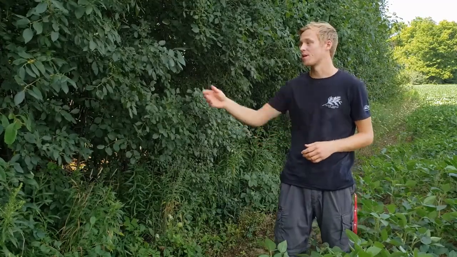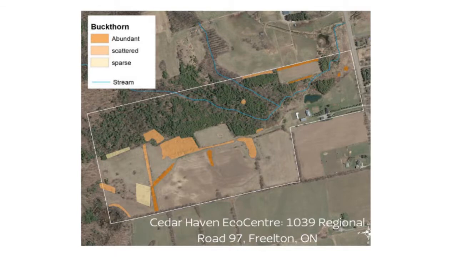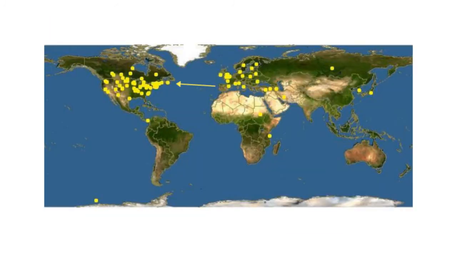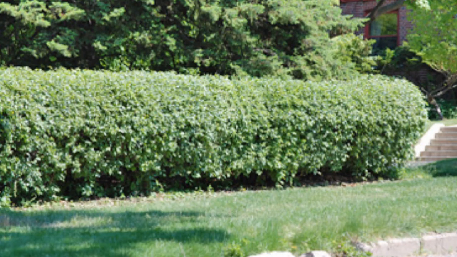Here you can see the plant buckthorn. This is an invasive species that heavily affects us here at Cedar Haven. Here you can see the map of the locations at Cedar Haven, which we are focusing on for the removal of buckthorn. Buckthorn has two species that are both invasive, one called common buckthorn and the other called glossy buckthorn, as its leaves have more of a sheen on them. Buckthorn is native to Eurasia and traveled over to North America in the 1880s, as it was planted as part of hedgerows to break wind.